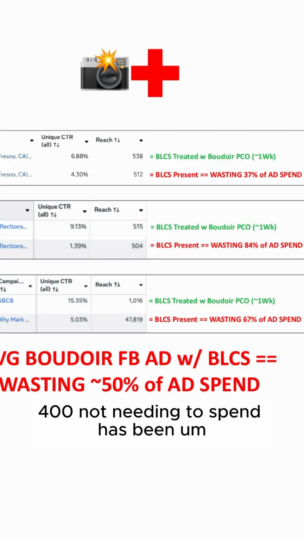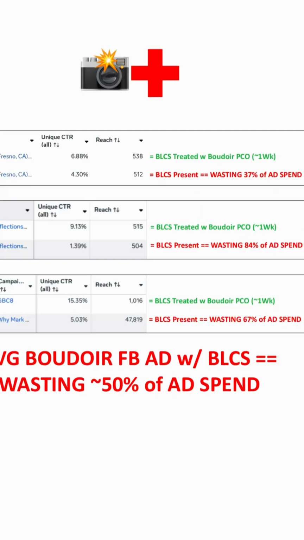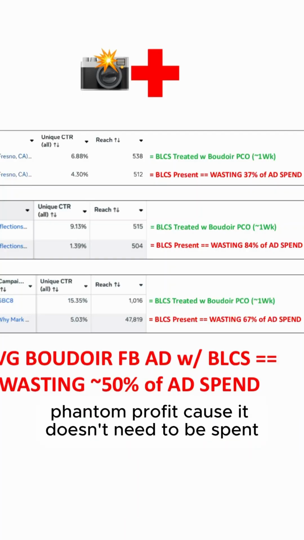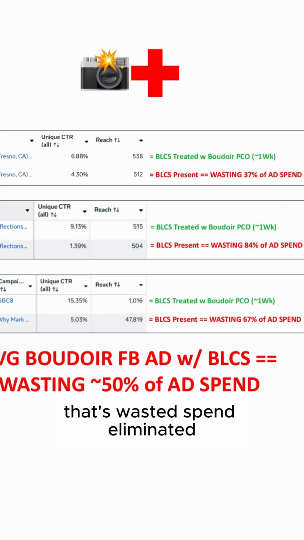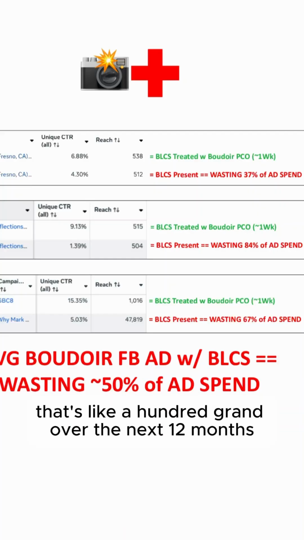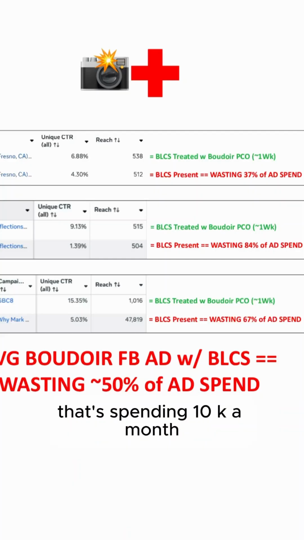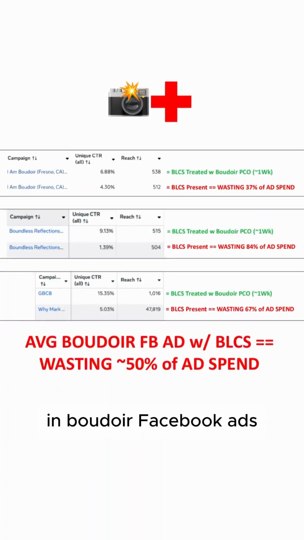So 8,400 not needing to spend goes back in the pocket as phantom profit because it doesn't need to be spent. That's wasted spend eliminated. That's like 100 grand over the next 12 months for the boudoir photographer that's spending 10K a month in boudoir Facebook ads.